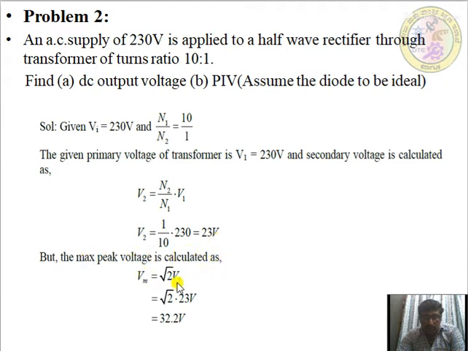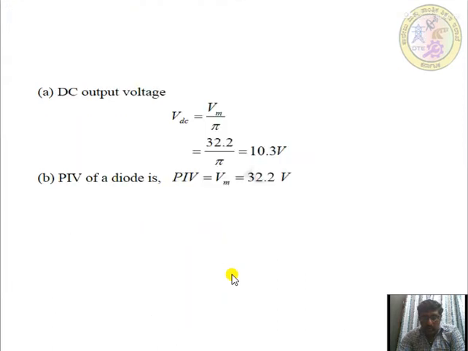The maximum peak voltage is calculated as Vm is equal to root 2 into V2. This is the maximum peak voltage, Vm is equal to root 2 into V2. The V2 value is 23, so root 2 into 23 gives 32.2 volts.